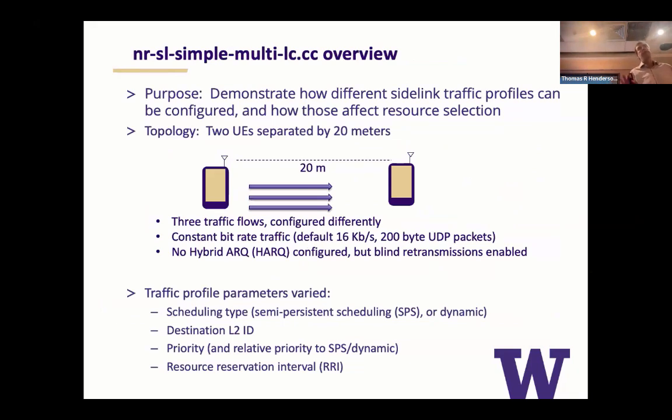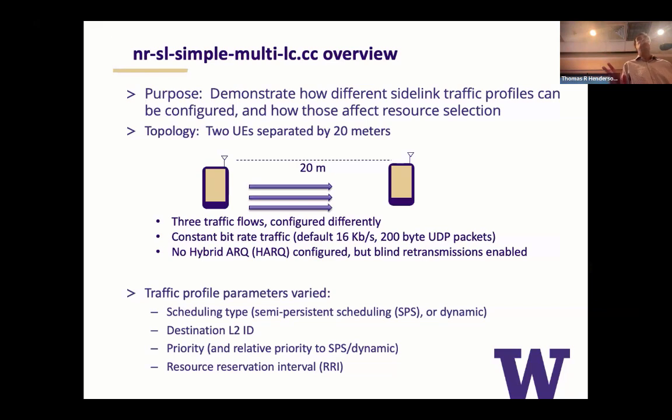So let's just take an example and walk through what happens to the packets in this example. This is just a description of what this simulation program is doing. This is demonstrating how different sidelink traffic profiles can be configured and then how they could affect resource selection. So this topology in this example is very simple.